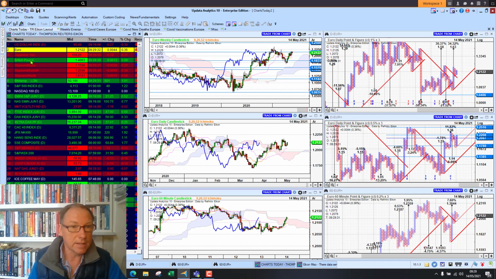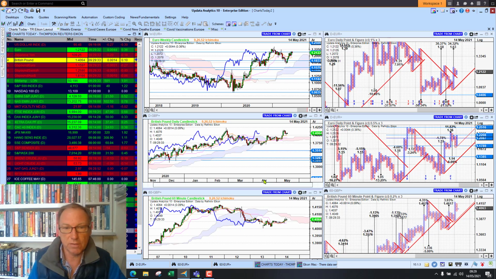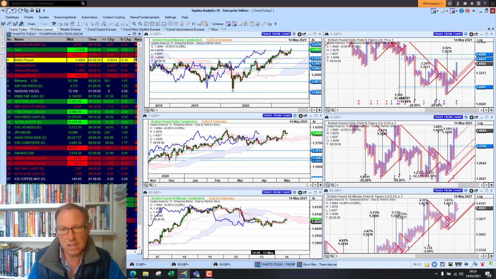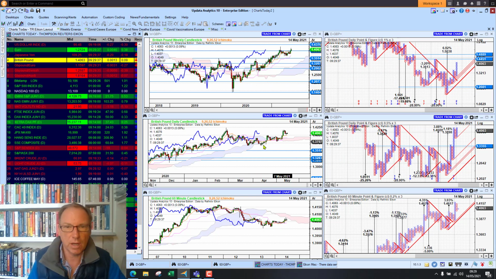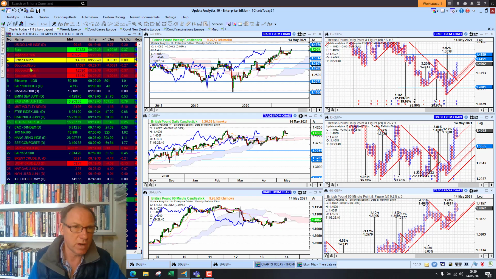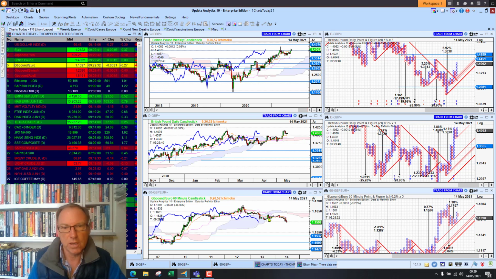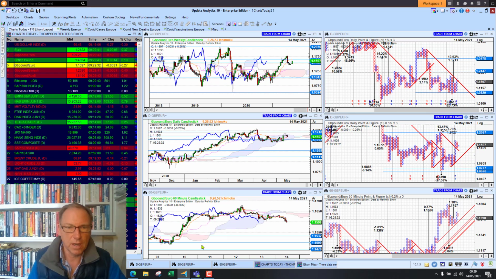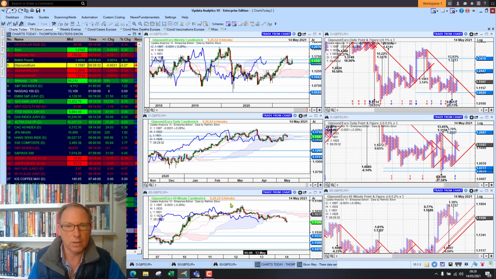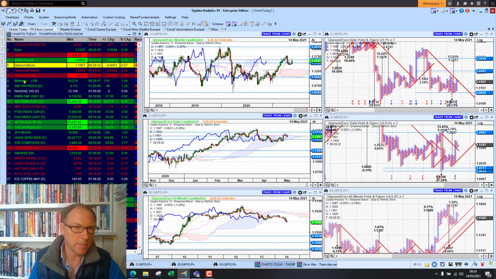Taking a look at sterling, we're holding the 140 level against the US dollar. Just slightly below the cloud here on the short-term chart, but the medium and long-term trends still very much in train. And against the euro, sterling still the stronger currency, just falling away a little bit on that short-term chart.